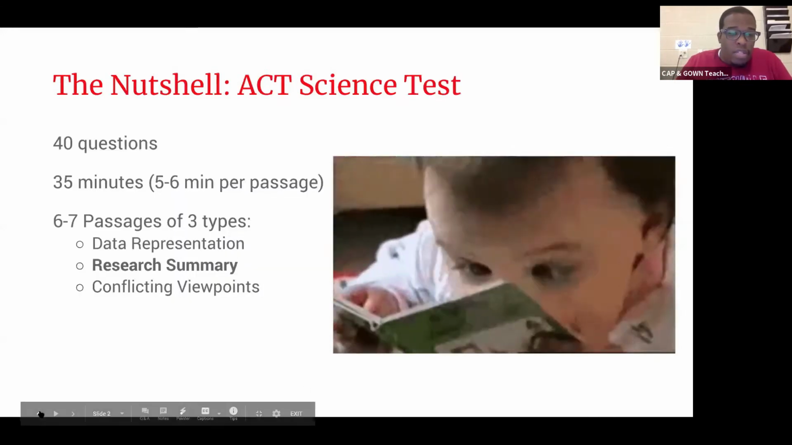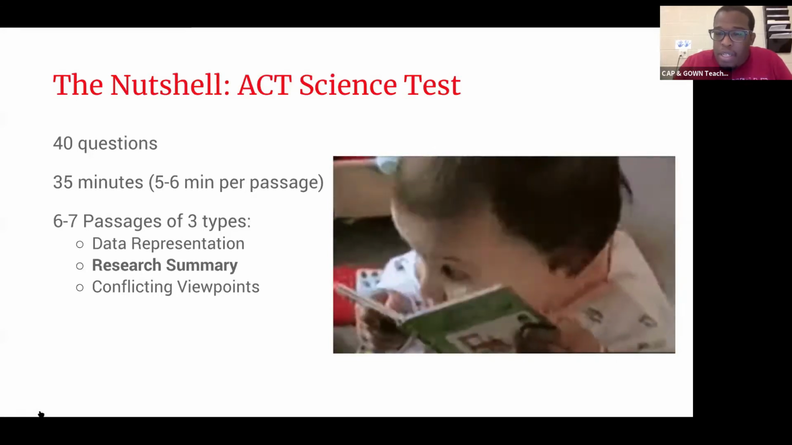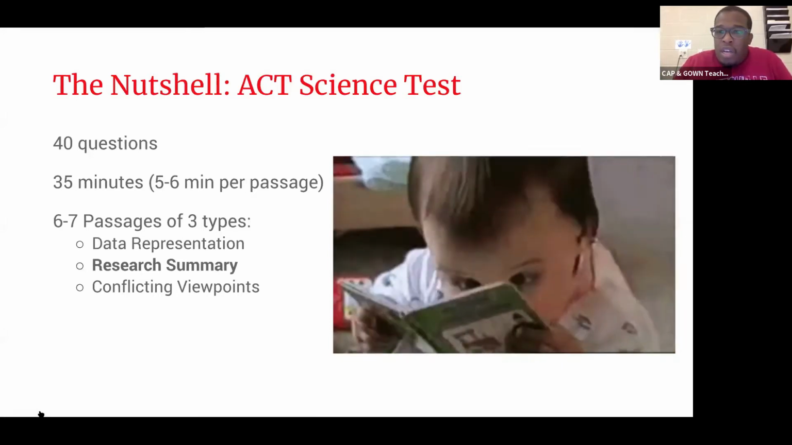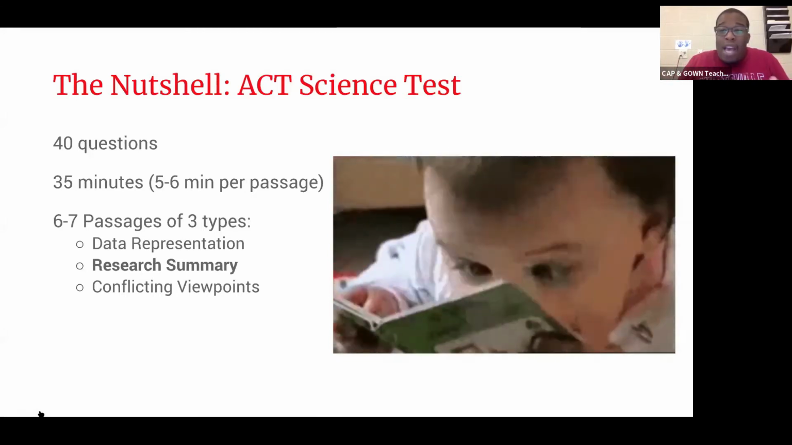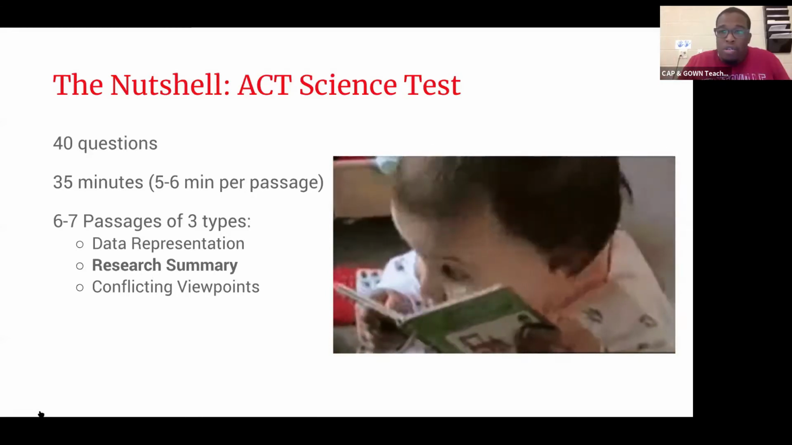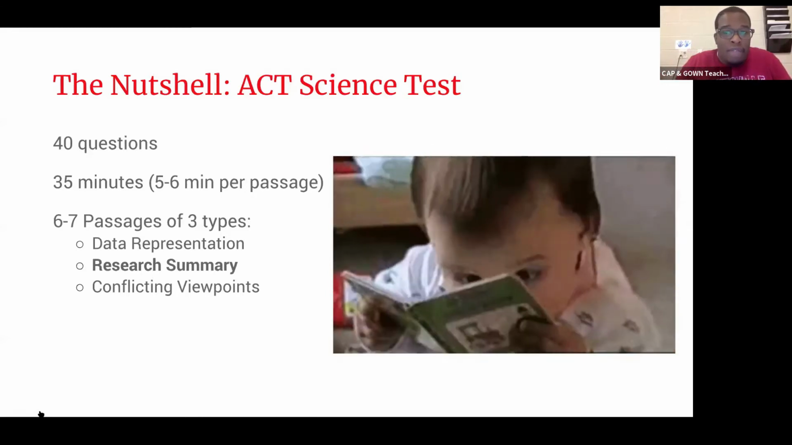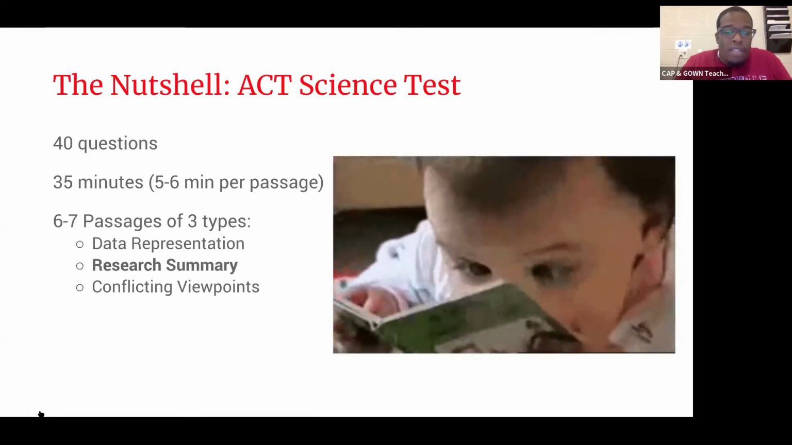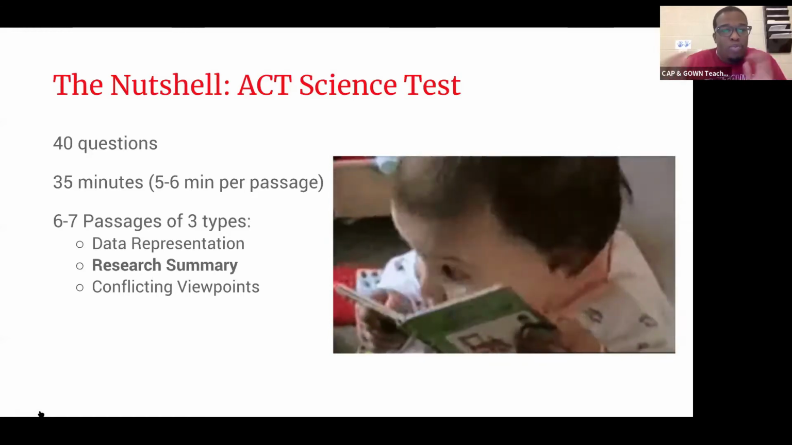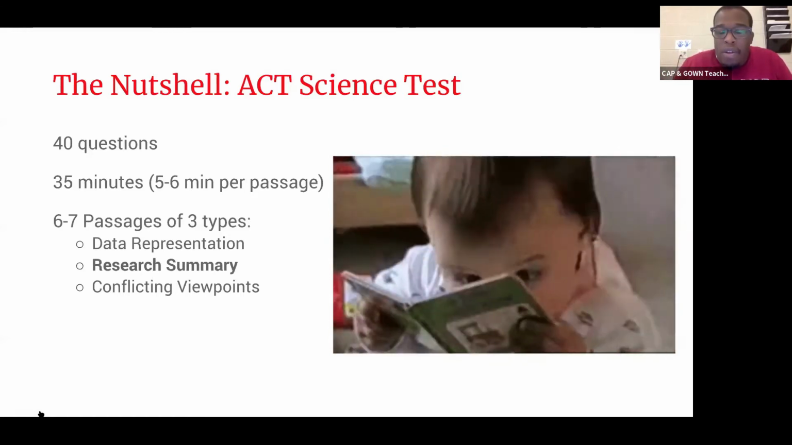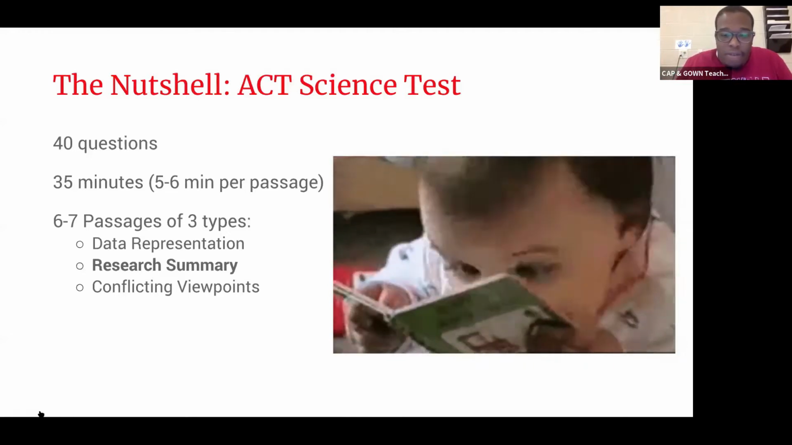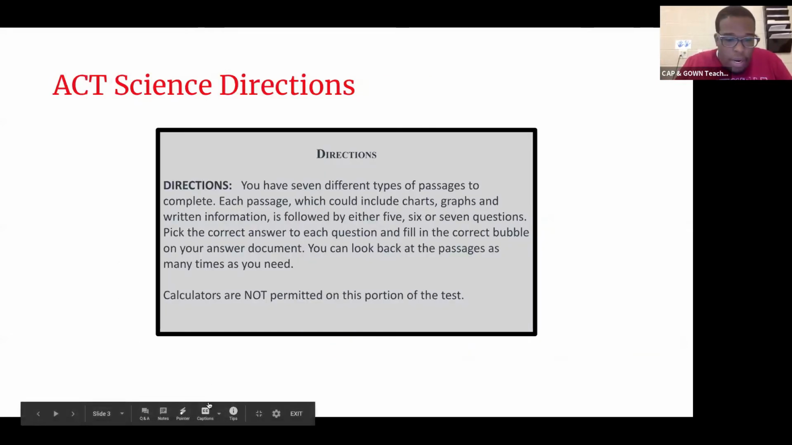But just to keep in mind with conflicting viewpoints, you're going to see some passages where there are 2 different views about the same set of information. And so we'll get more into that as we move on into our other ACT sections.